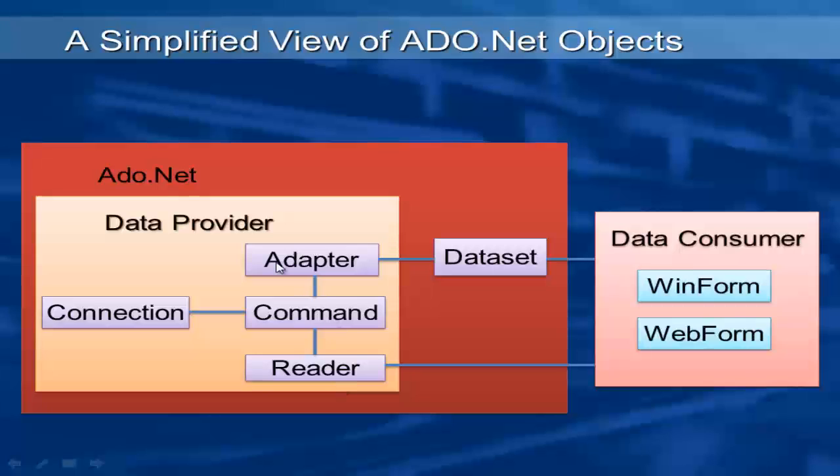What about the adapter? The adapter is exactly opposite to that of the reader. Reader is connected. What may happen to the adapter? If this is connected, it is disconnected. So it's a disconnected way of using the database. The reader is read only, that means it cannot update. What about the data adapter? It can update the database. So the data adapter can not only read, but it can also update the content in the database.